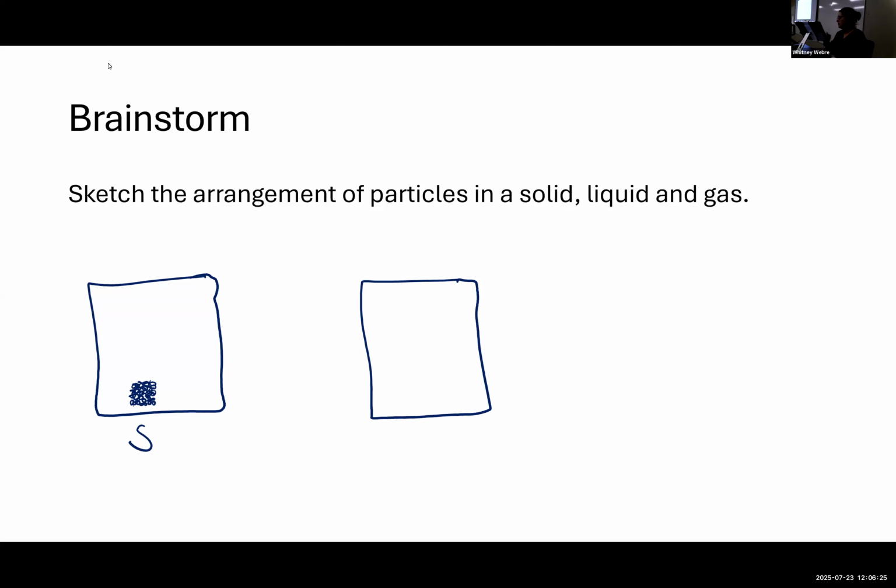Or spread apart, they fill up the whole, whatever contains them. They do fill up the volume with the exception of where the liquid line ends. So let's say the liquid is right here, it will fill the container with the liquid, but it won't fill the entire box. So yes, it does fill the volume. So I would do particles more spread out.